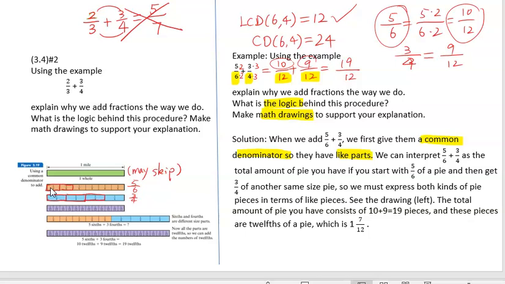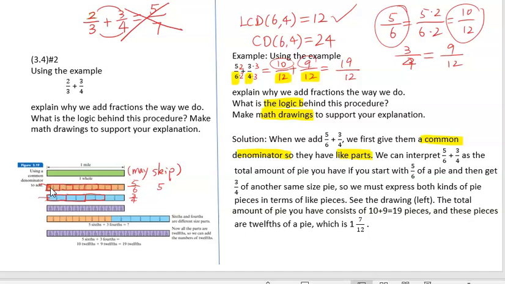we cannot add them. We cannot say we have 8 of what size, because they have different sizes, right? So you cannot say I have 8 sixths because these are not 1/6. You cannot say you have 8 fourths because these are not 1/4.